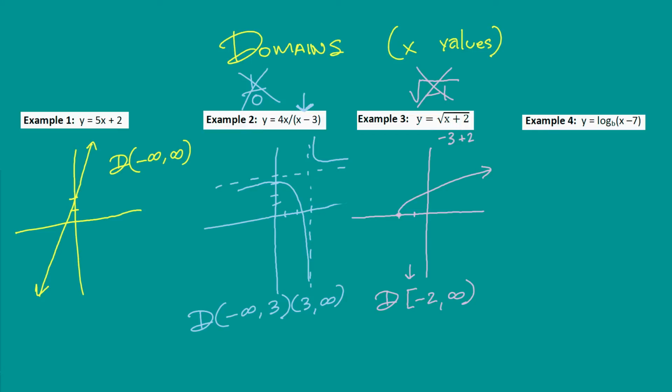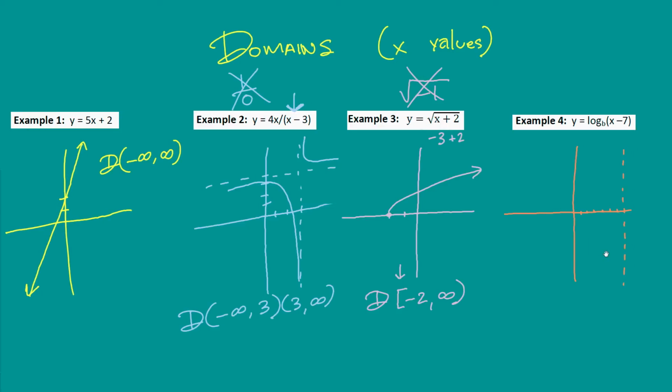The last one that we're going to deal with is logs. So a log graph, this is going to be a log graph that's shifted over 7. I'm not allowed to have a 0 or a negative under a log, just because by nature, what a log is, you can think of this as b to the y equals this value.